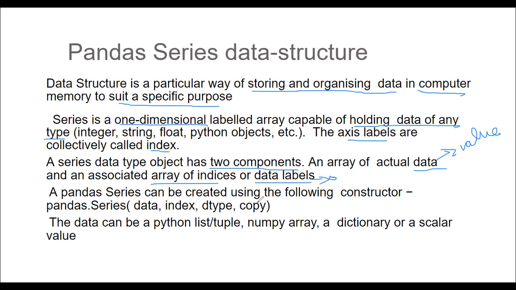Pandas series can be created using the following constructor. So the series constructor, the method, you have to use capital S, Series, and what data you want to pass, then comma, what index you want to give, comma, dtype, what data type, and any copy you want to give. So this is the general syntax or the constructor to create a series. So first you have to use the keyword Series.